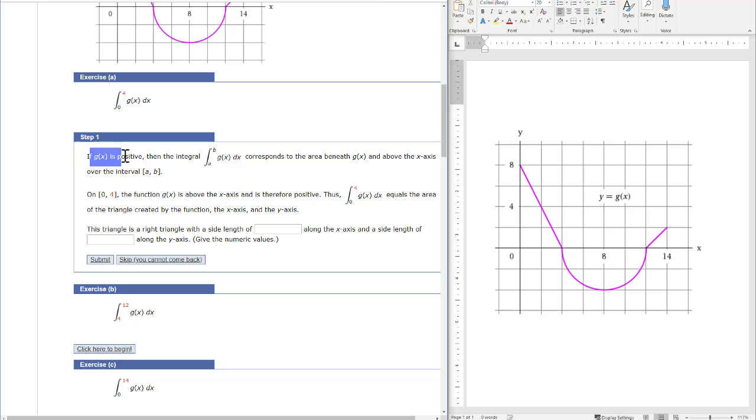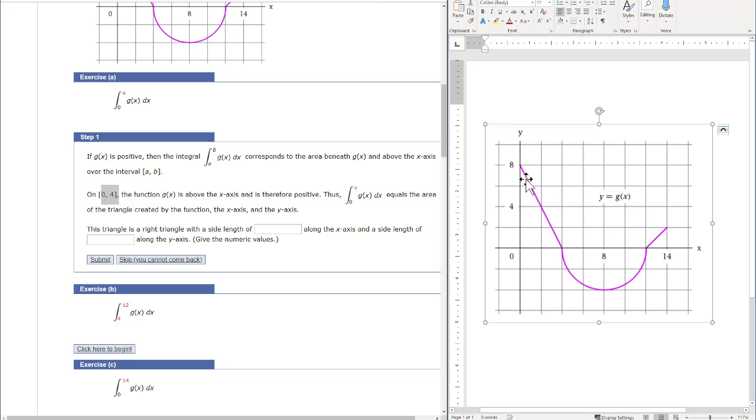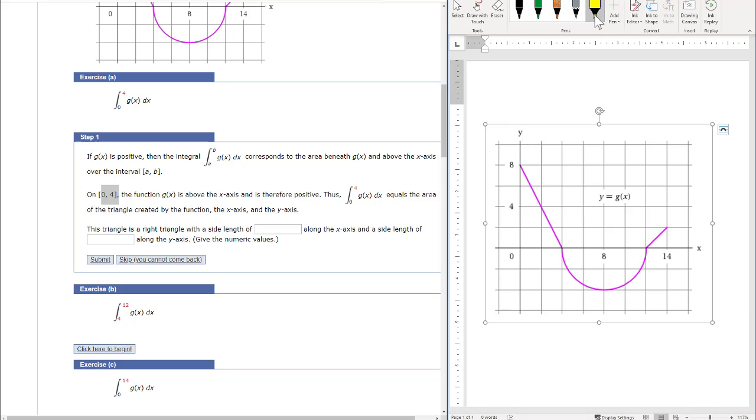If g of x is positive, then the integral corresponds to the area underneath the curve and above the x-axis on the interval from a to b. On 0 to 4, the function is above the x-axis here. And the area is equal to a triangle created by the function. So if we were to shade in this triangle, we would shade in this little area. So this is the area that we can shade in.